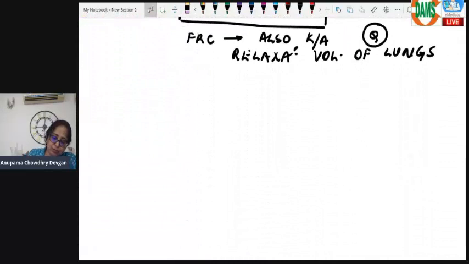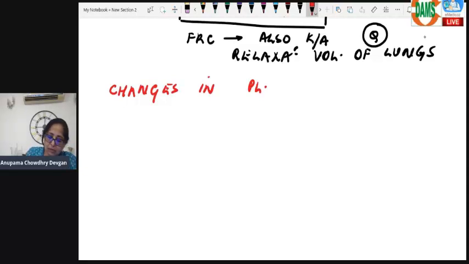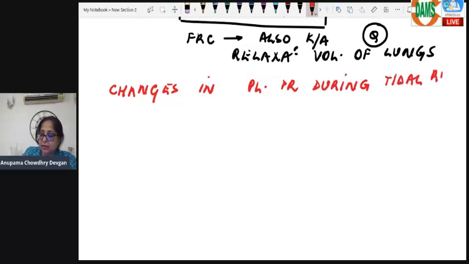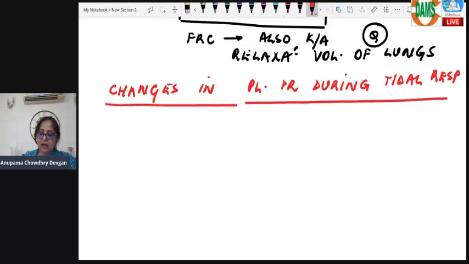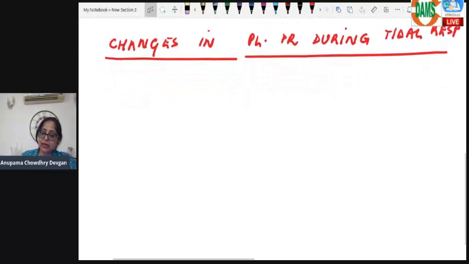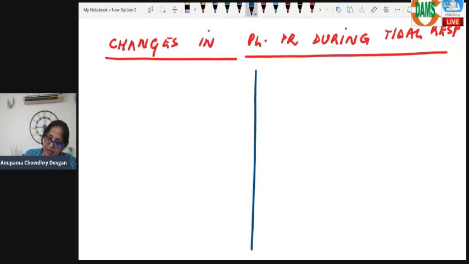Now let us see what happens to the pleural pressure during respiration. Changes in the pleural pressure during tidal respiration. Let's try and see that. If this is the midline here, this is inspiration and expiration.